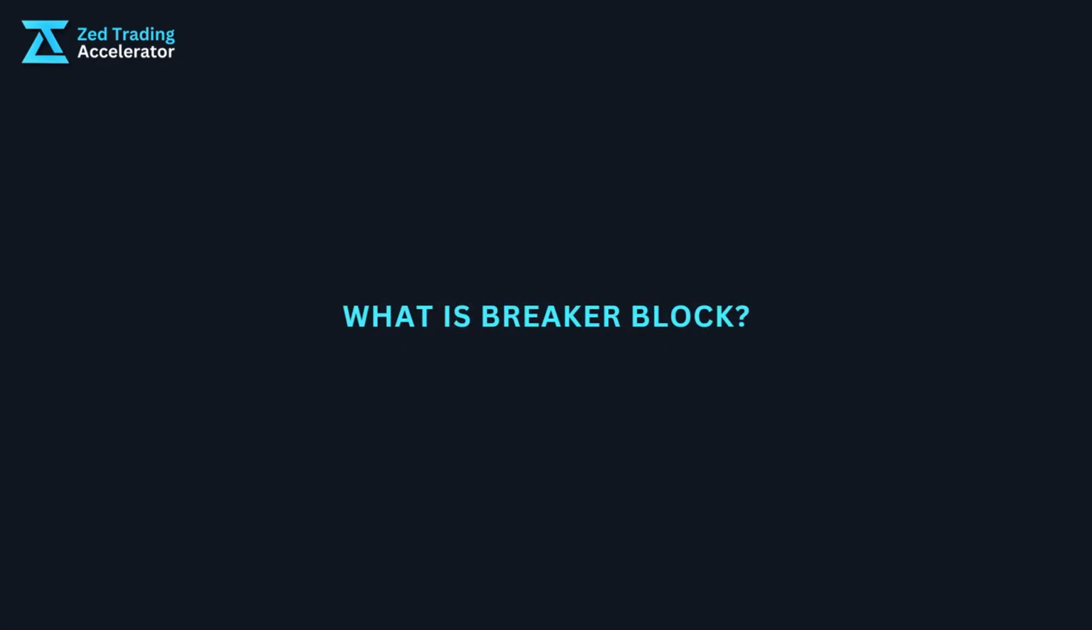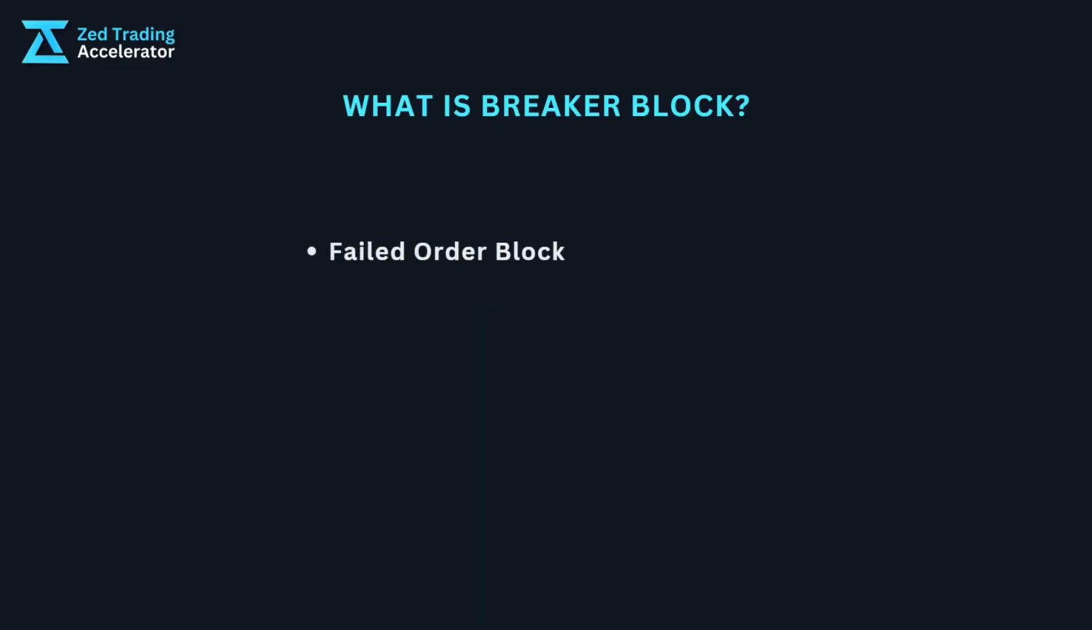So, what is a breaker block? A breaker block is basically a failed order block. What do I mean by that? For example, we are bearish, right? When we are bearish, we create a down close candle. Then, when we form an up close candle, that is a potential order block, right? It will only be a valid order block if we disrespect the swing low, right?